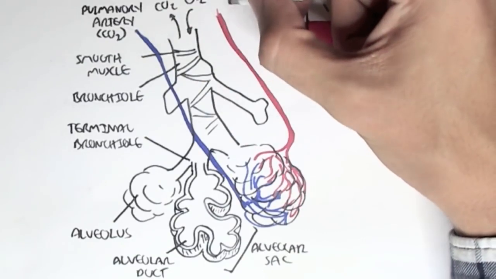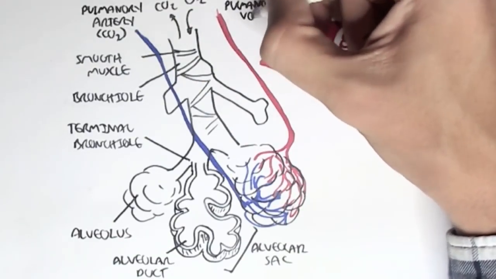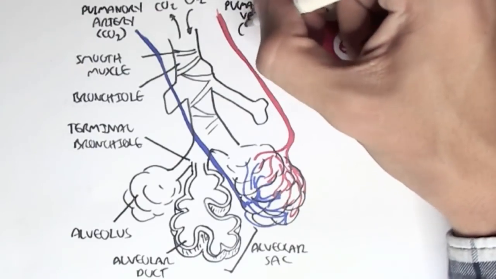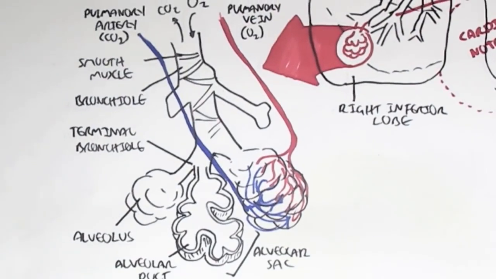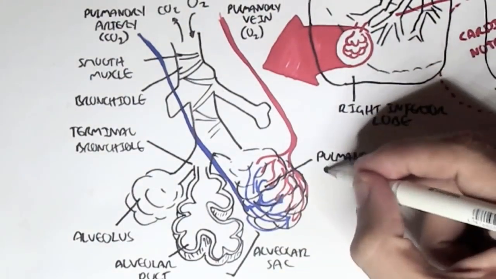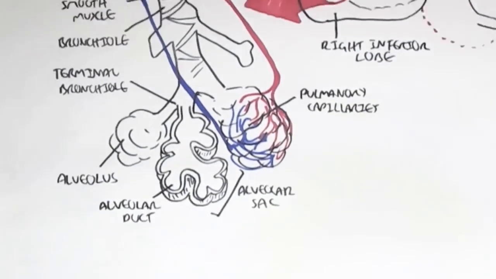It contains new oxygen. And then as the blood vessel leaves the alveolar sac and goes back towards the heart, it is now known as the pulmonary vein, because a vein always goes back to the heart. And we'll get back to that again if you don't quite understand it.